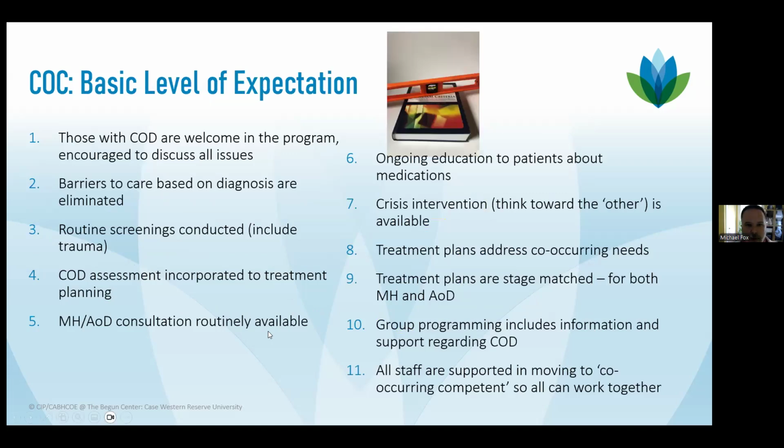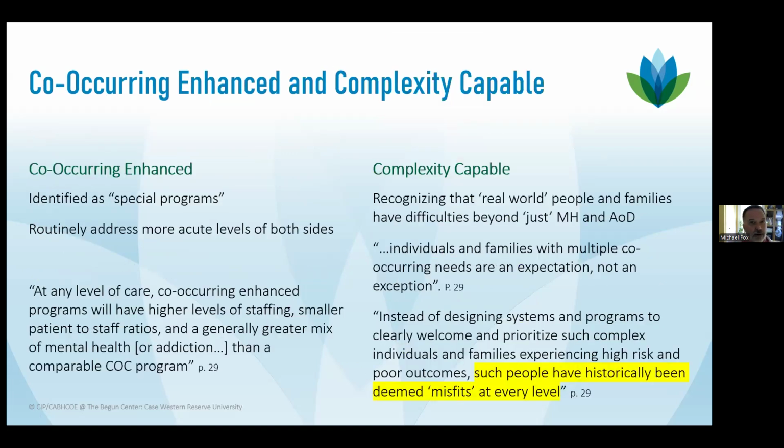Beyond that, and I'm not going to go through these, I'll send this so you can take a look. Here's their basic expectation levels at the co-occurring capable level. They define 2 levels above that. There's co-occurring enhanced. These are special programs, they say, that are more willing and more ready to provide care for more acute needs on both sides at the same time, not just one side. Like, we're a drug and alcohol clinic that can include mental health treatment or vice versa. It's we can provide care almost regardless of the level of need, one-stop shop kind of thing. That's co-occurring enhanced.